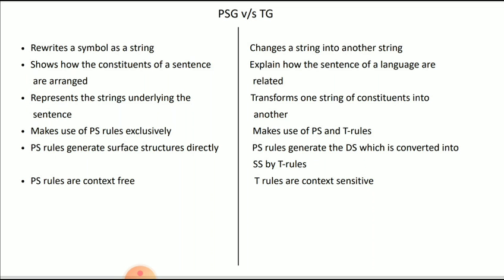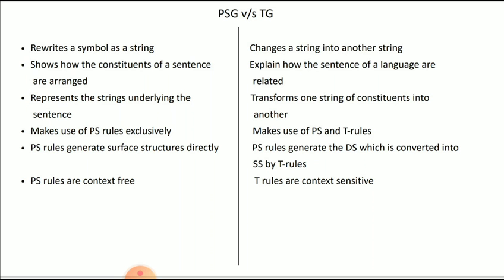Now, PS grammar makes use of just PS rules exclusively. It does not make use of any other rules, but TG grammar makes use of both PS rules as well as T rules. The application of PS rules is known as the PS component, and the application of T rules is known by the name transformational component. So, TG grammar makes use of both PS rules as well as T rules.